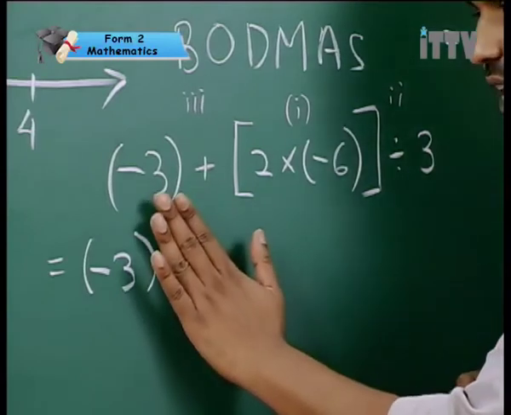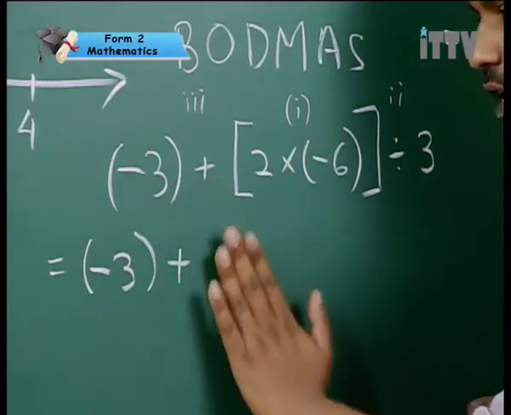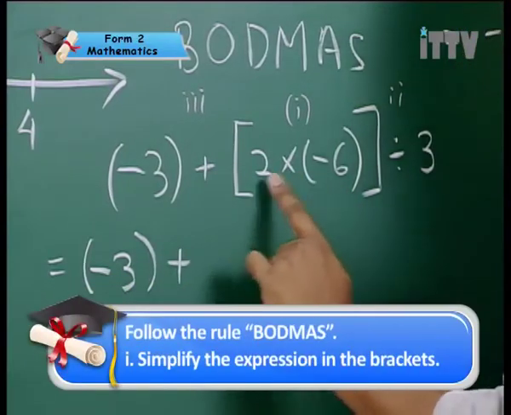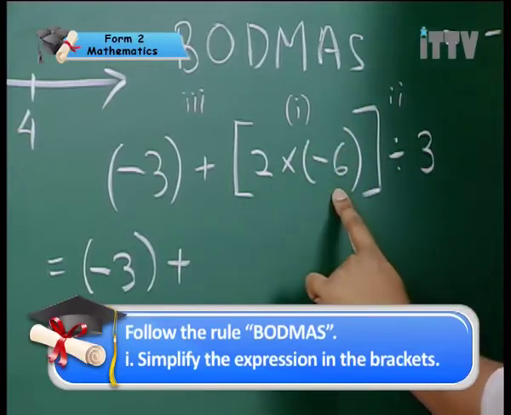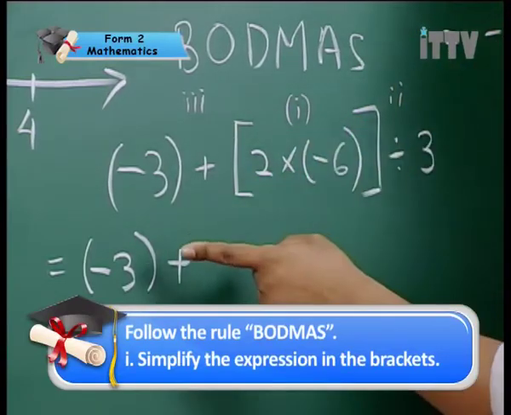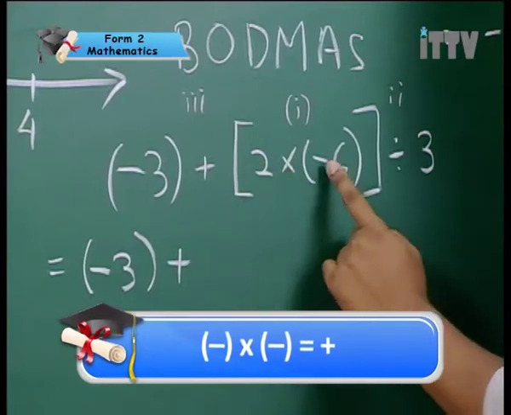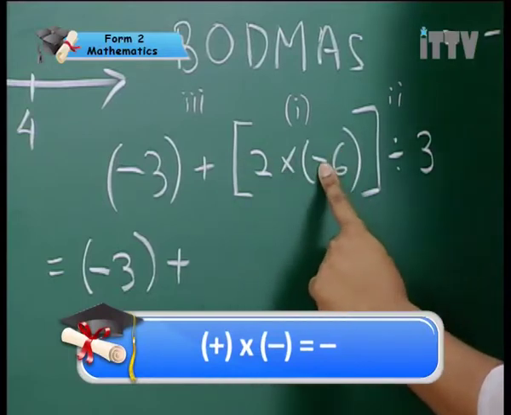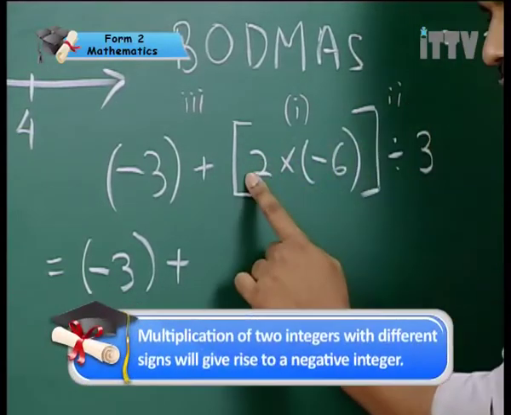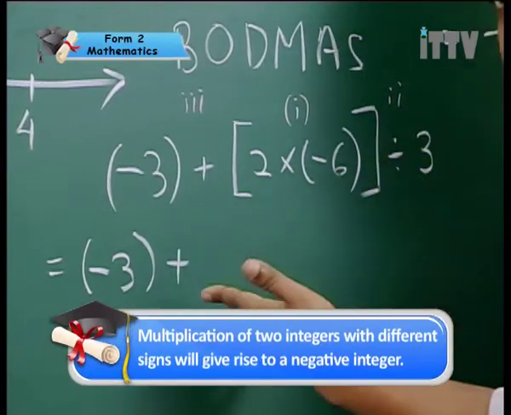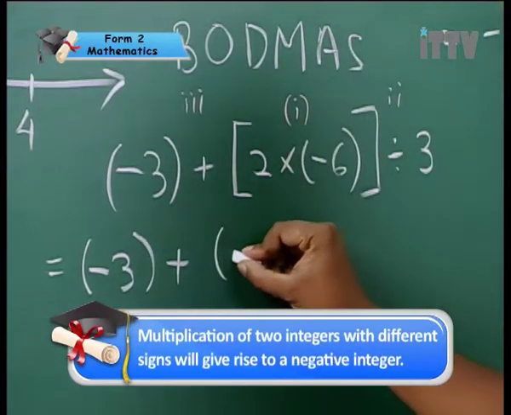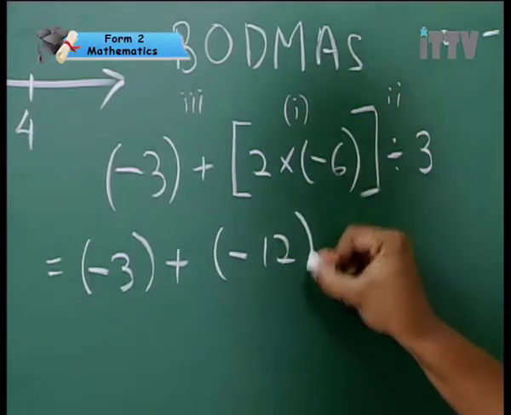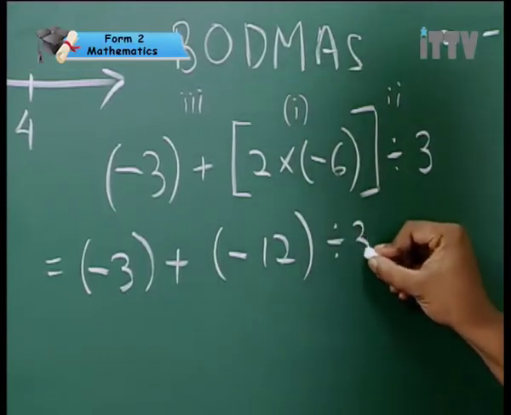I did not do anything to this -3 plus whatever that's going on here. So I do not want to touch them now. So rewrite them back and solve inside the bracket. 2 times -6. Now students, can you remember what we learned before this? Negative integer multiplied by a negative integer will give us a positive integer. Positive integer multiplied by negative integer will give us a negative answer. Therefore, the value here will be negative. 2 times 6 is 12. Close bracket divided by 3.